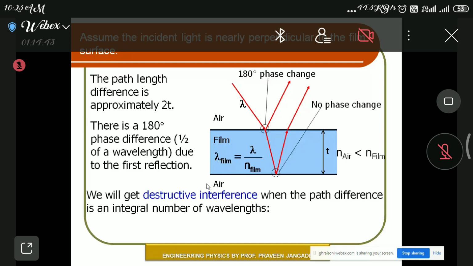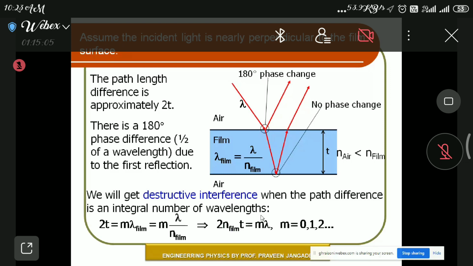Due to this first reflection, we will get the destructive interference when the path difference is an integral number of the wavelength. As you know, the condition for destructive interference is that the path difference is an integral number of the wavelength, and the condition that we will get is 2t equals m lambda. So we get the satisfaction 2nt equals m lambda.